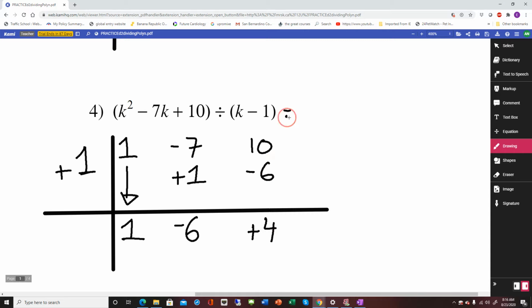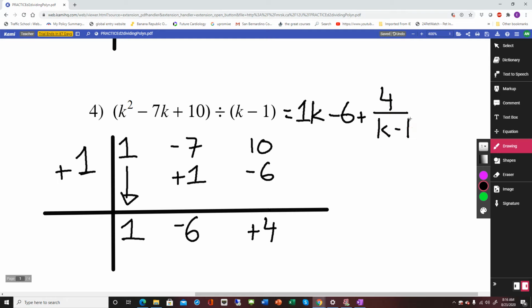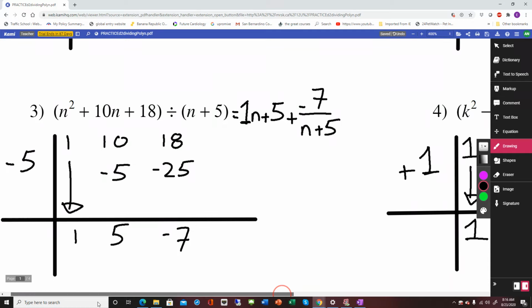So my final answer is 1x. Sorry, not x. Remember, you have to be really careful. 1k. 1k minus 6. Then plus 4 over k minus 1. Great. Everything is with a k. It looks good. All right, let's go to number 5 now.